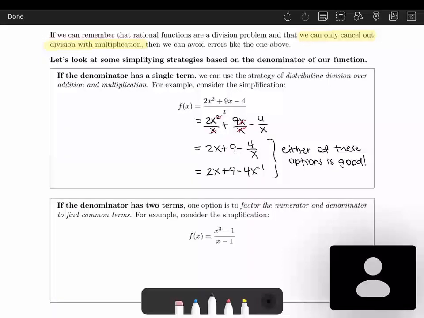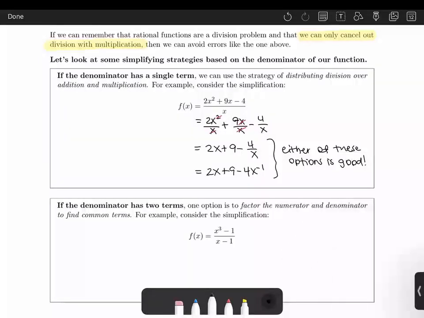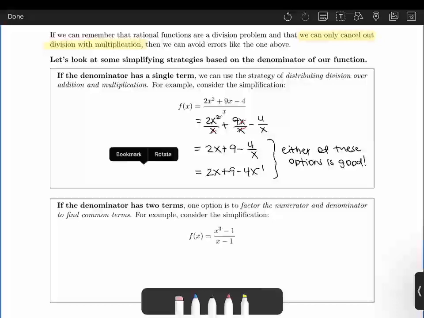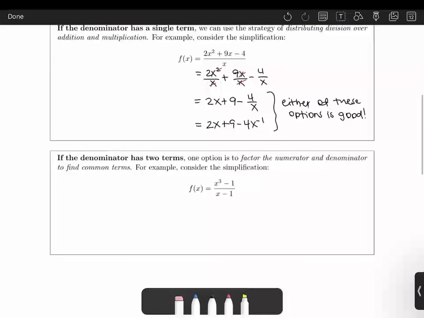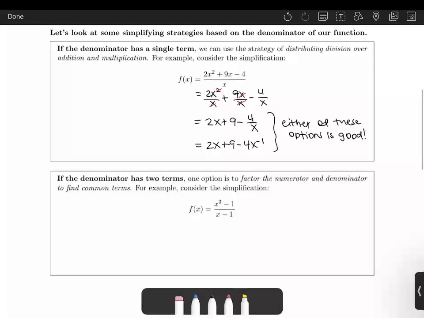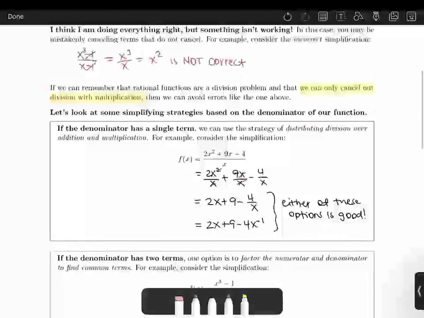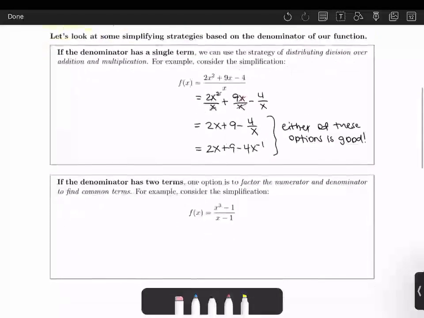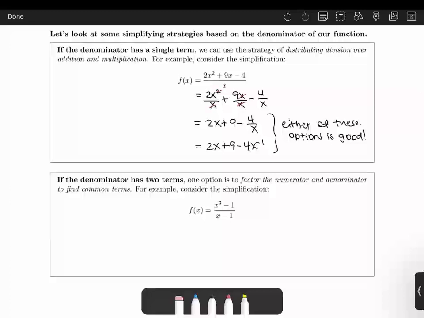And your instructor may have more specific instructions about what they would like you to do with this simplification. So next, if the denominator has two terms, one option is to factor the numerator and denominator to find common terms. For example, consider the same function that we looked at up here, and we're going to talk about the correct way to simplify this. This correct way is going to come through factoring.